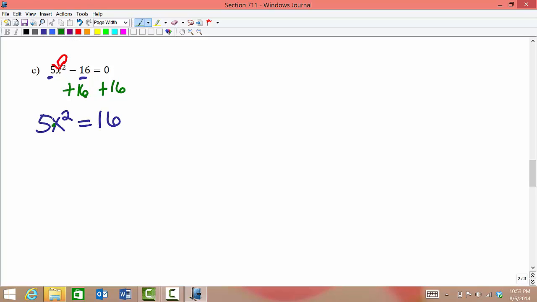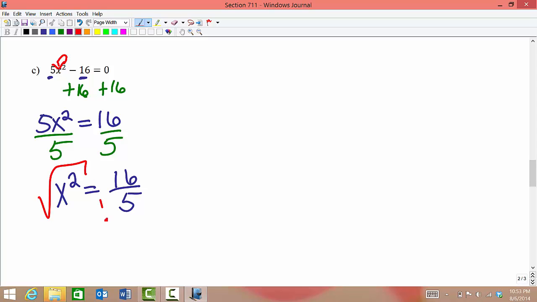And then, because we have 5 times x squared, we will divide both sides by 5. So we get x squared is equal to 16 over 5. We have now isolated the x squared term. Now that we have the x squared term by itself, we will take the square root of both sides, and we want to remember our plus and our minus.